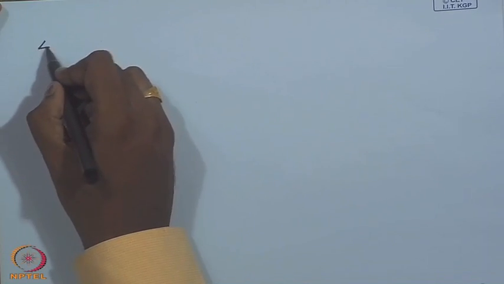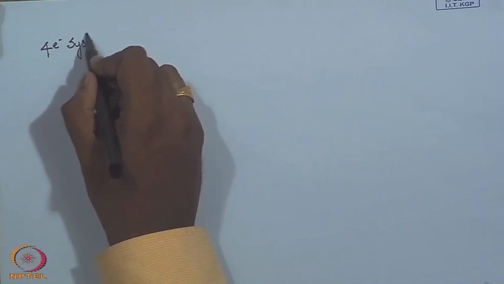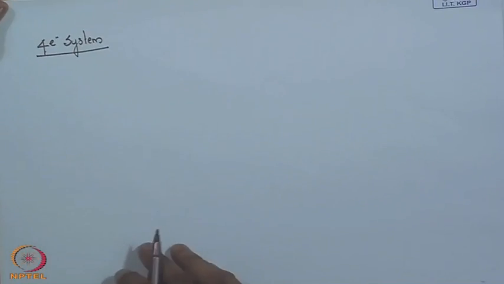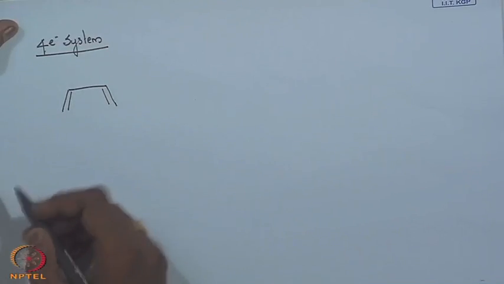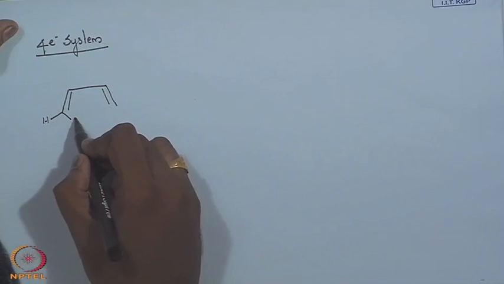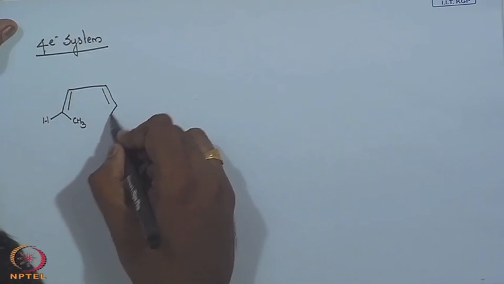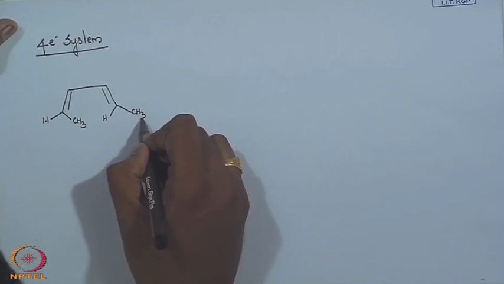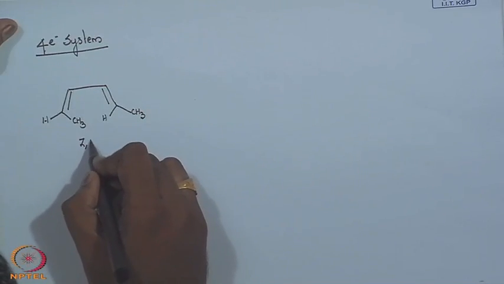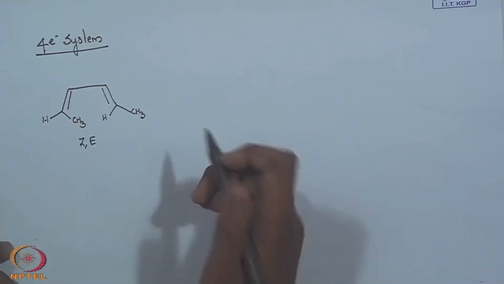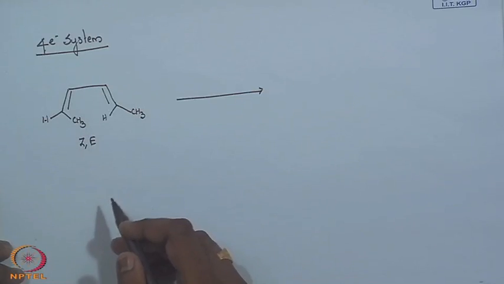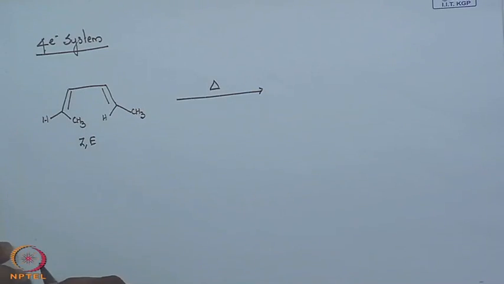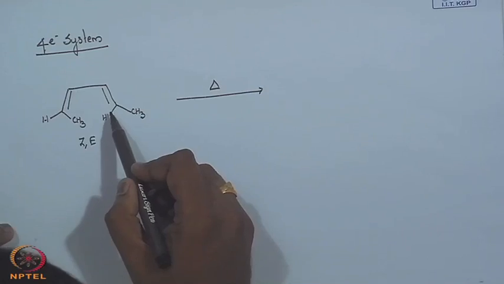First, we will take a 4 electron system. We will consider a 4 electron system, a type of butadiene. Since now you know what conrotation and disrotation are, I do not need to explain further. I do not need to draw the orbitals, now you know them by heart. So, on heating, what does the rule say? What system is it? It is a 4n system.